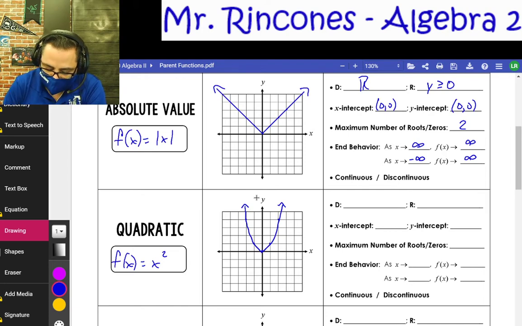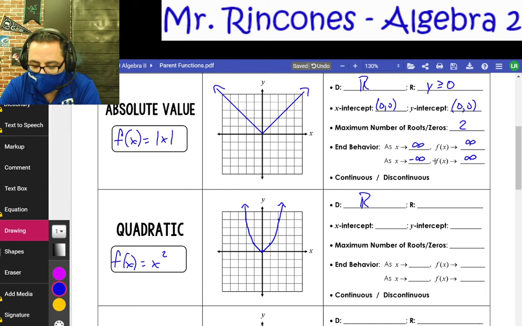The domain, again, from negative infinity to positive infinity for the x values, that one is all real numbers. As you can see, there is no gap, there is no break. When it comes to the y-axis, however, that one is y is definitely greater than or equal to 0. The x-intercept, again, this is just a parent function, so it is going to be at the origin. So 0, 0. Y-intercept, same thing, 0, 0. Maximum number of roots is going to be 2.